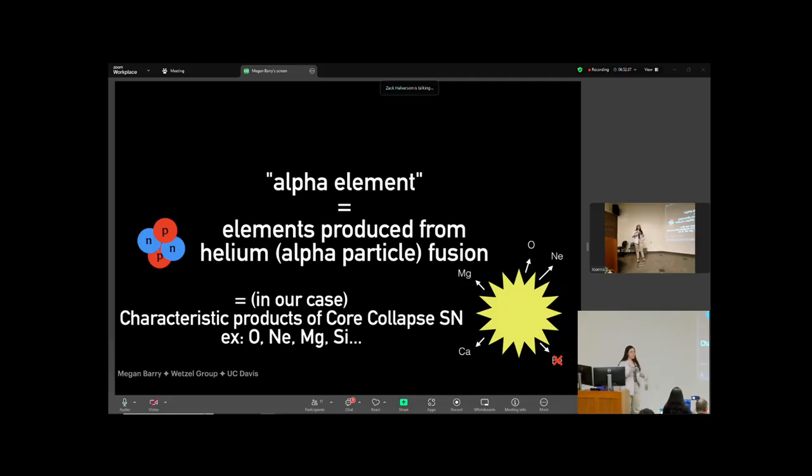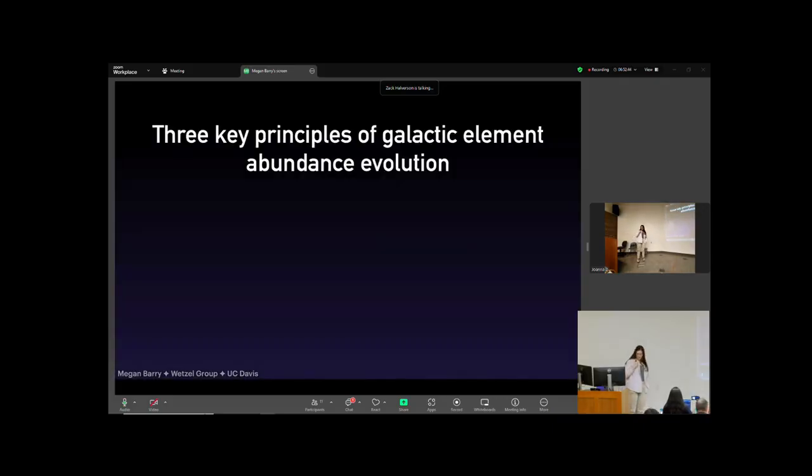So when a core collapse supernova goes off, it puts these elements out. It also puts out some iron that we'll treat separately for reasons I will explain. I feel like I have some feedback going on the microphone.